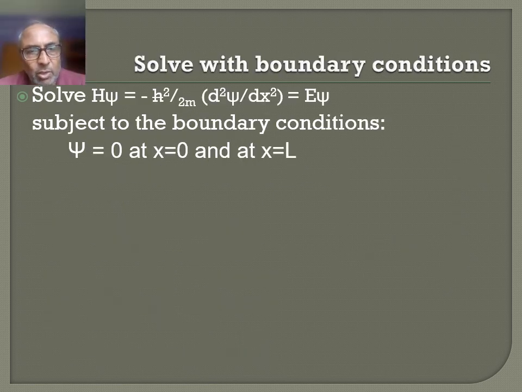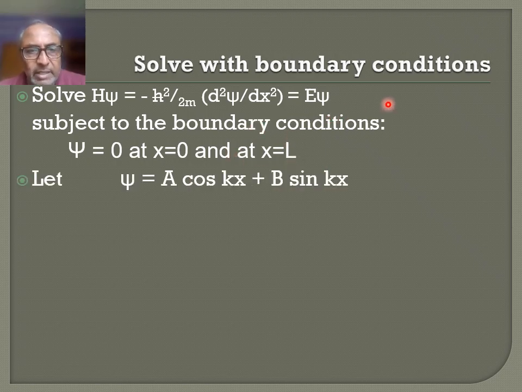So let us now solve the Schrodinger equation. H psi equals minus h cross squared by 2m d squared psi by dx squared equal to E psi, subject to the boundary conditions that psi equal to 0 at x equal to 0 and at x equal to L. As before, we write psi in the wave form. Psi equals a cos kx plus b sin kx.